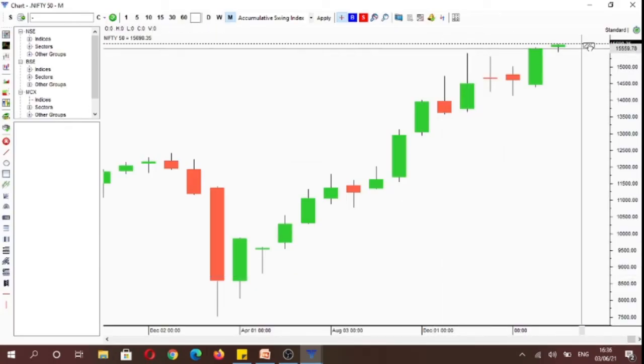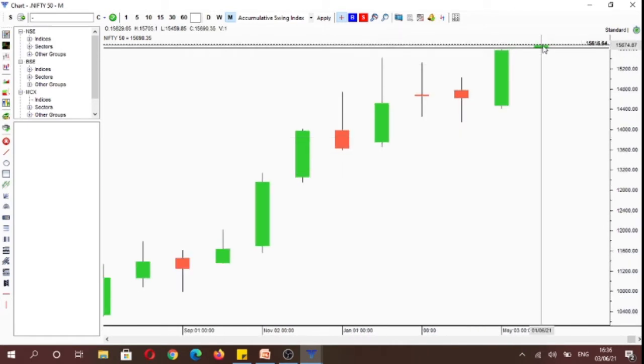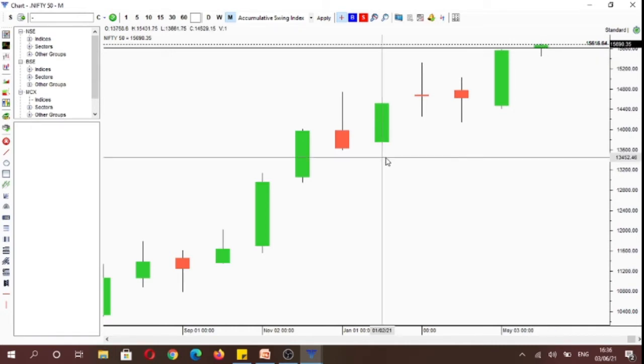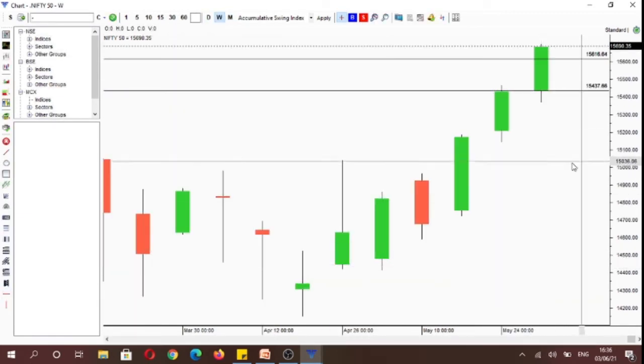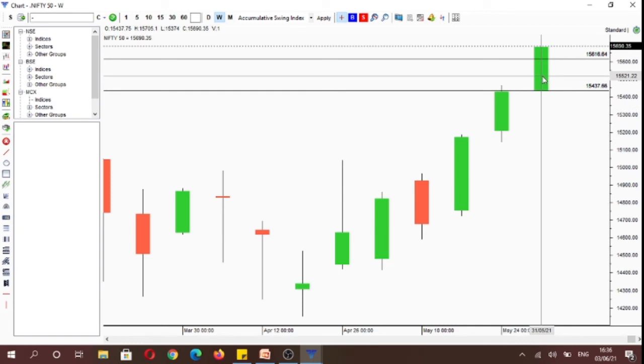Now we would be analyzing Nifty on multiple time frames. So here you will see that on the monthly time frame, the market is trading above its opening price and it is under control of buyers above 15,629 levels. And if you were to see the weekly time frame, it is again under control of buyers as it is trading above 15,437 levels.